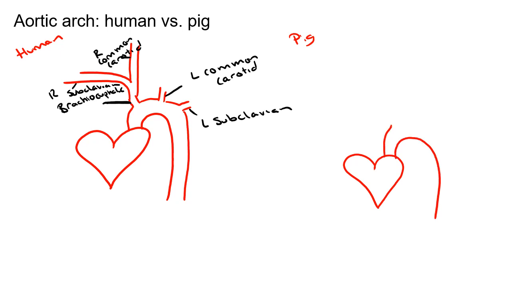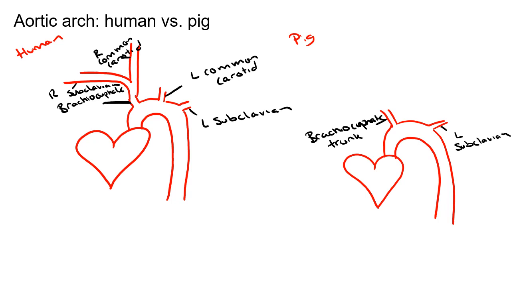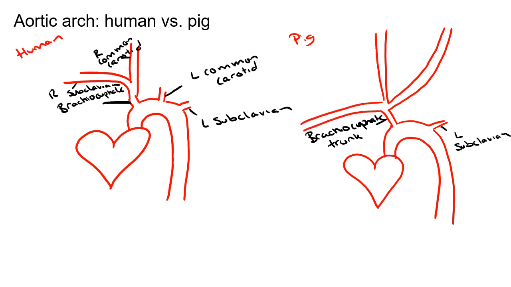In pigs, there are only two branches off of the arch of the aorta. And those two branches are the left subclavian and the brachiocephalic artery, or the brachiocephalic trunk. The other three branches are all going to come off of the brachiocephalic trunk. So we will see a left common carotid, a right common carotid, and a right subclavian all extend from that one common trunk.